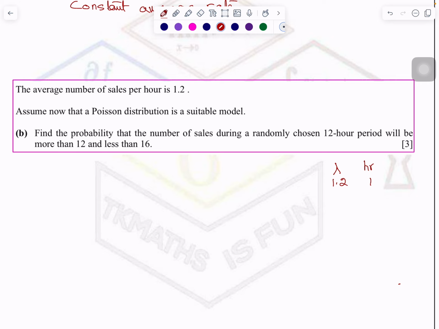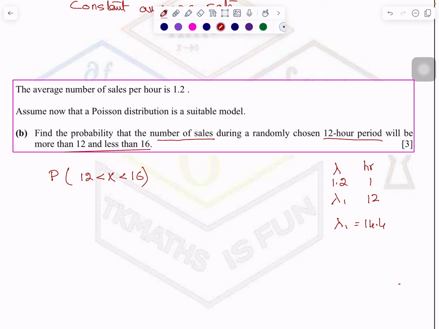Assume now that a Poisson distribution is a suitable model. Find the probability that the number of sales during a randomly chosen 12 hour period is between 12 and 16. See, they have changed the time period. So you will calculate for 12 hours what is the lambda, and the probability you have to calculate is between 12 and 16. So we will find out the lambda for 12 hours. It will be 12 times 1.2, which is 14.4.